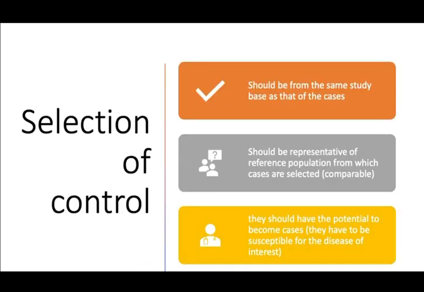One factor that is important in case control studies is the selection of controls. It should be from the same study base as the cases, should be representative of the reference population from which cases are selected, or it is comparable. They should have the potential to become cases. They have to be susceptible for the disease of interest.